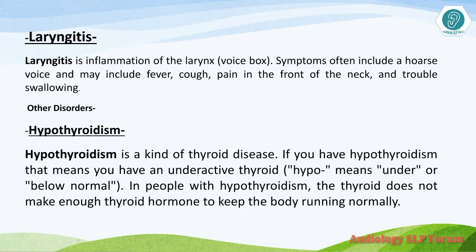Other disorders include hypothyroidism. Hypothyroidism is a kind of thyroid disease. If you have hypothyroidism, that means you have an underactive thyroid. Hypo means under or below normal. In people with hypothyroidism, the thyroid does not make enough thyroid hormone to keep the body running normally.